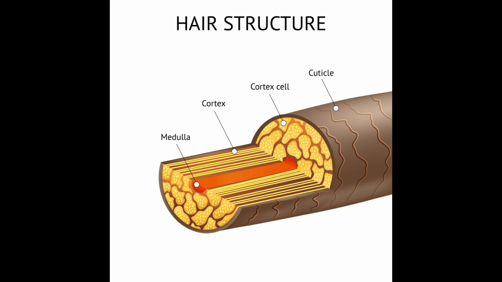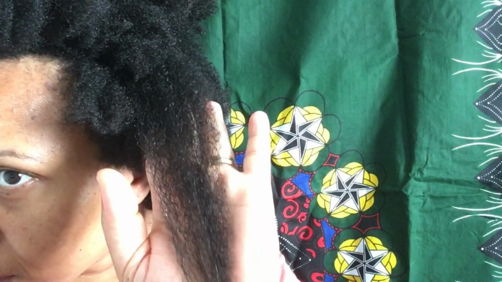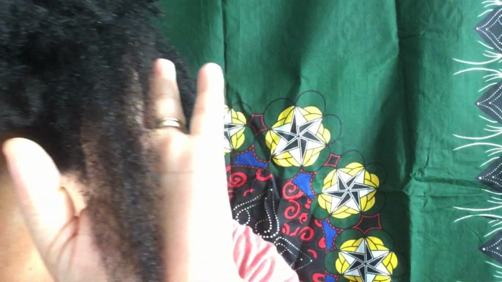Then we've got the cortex, which is the middle layer. This is where you can find the keratin and the melanin, which I explained before. This is where the strength, elasticity and texture of the hair come from. That's where we get the coiliness of our hair and the curls. And the medulla is the inner core. This doesn't really play much role in the texture or health of our hair, but it's still necessary.